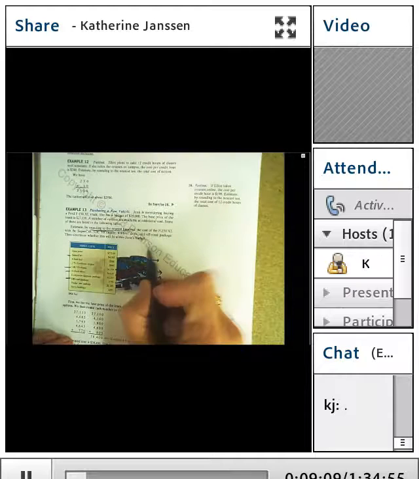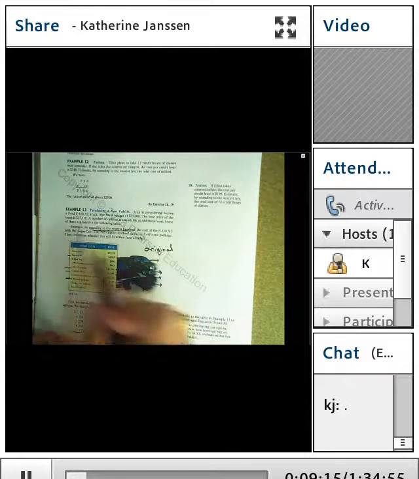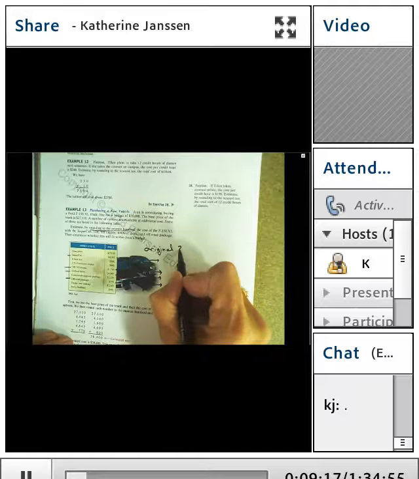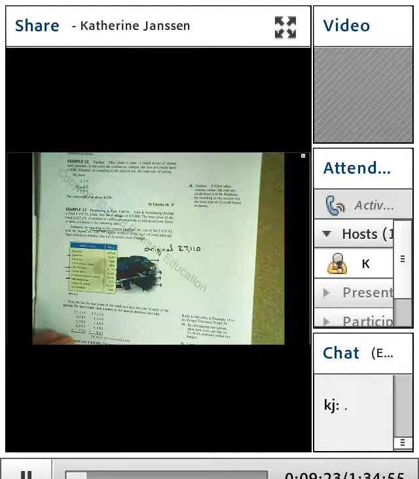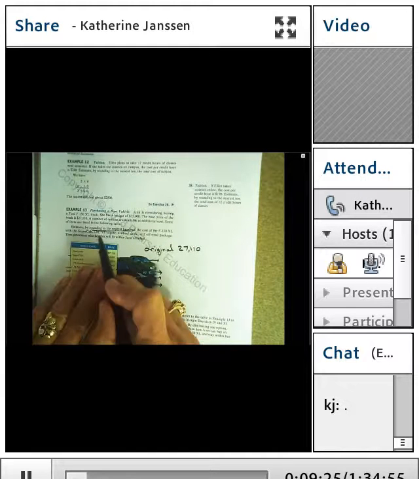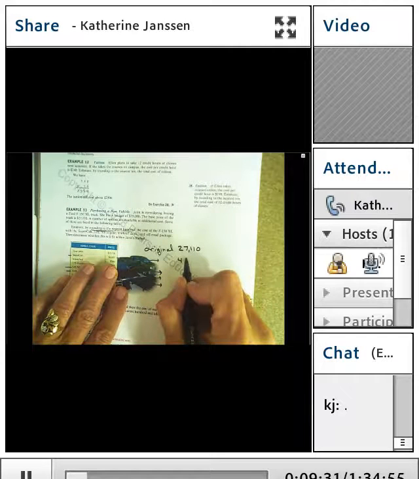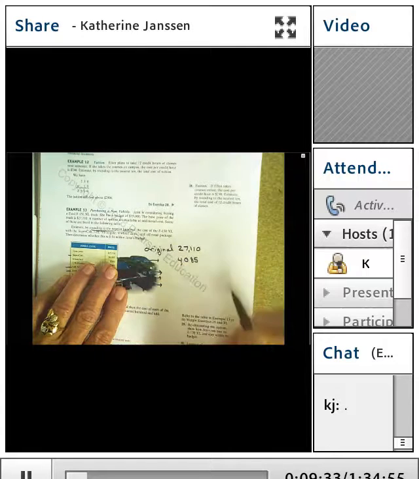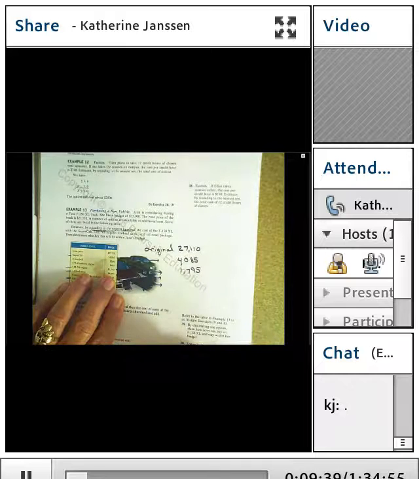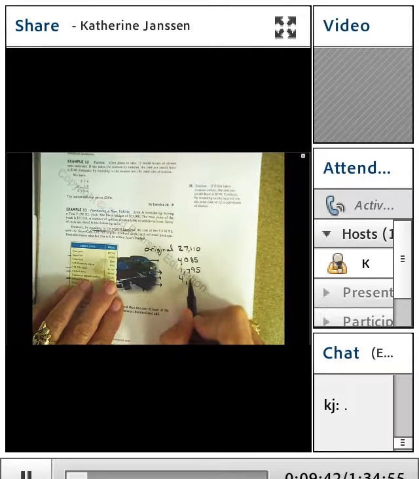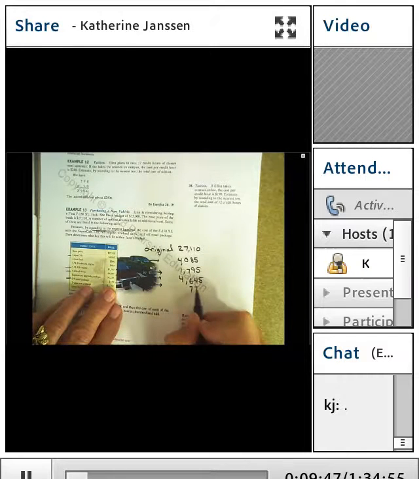We have our original price, which is $27,110. The super cab option is $4,085. The V8 engine is $1,795. The 4-wheel drive option is $4,645. And the off-road package is $770.